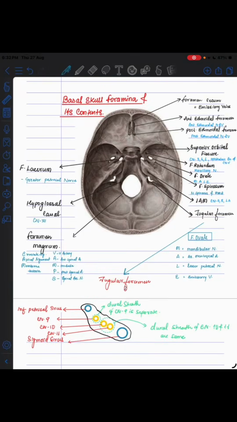Okay guys, so our first topic in anatomy would be the head and neck anatomy, in which we would be first seeing the basal skull foramina and its content. So before starting, we'll just look at the basics: the base of the skull is divided into three parts: the anterior cranial fossa, the middle cranial fossa, and the posterior cranial fossa. Further, let's start from the beginning.